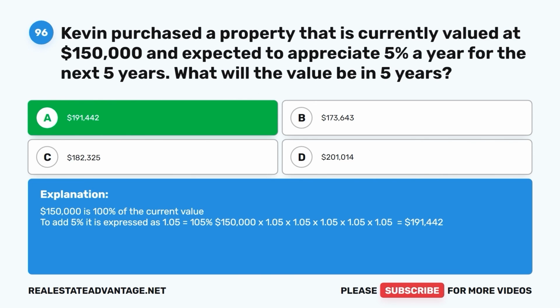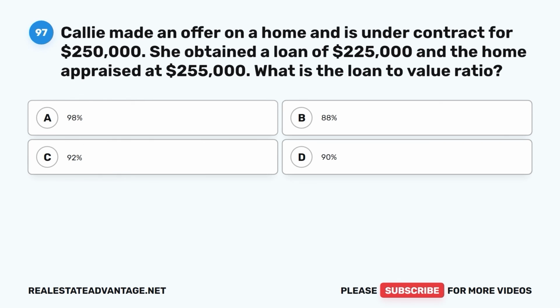$150,000 is 100% of the current value. To add 5%, it is expressed as 1.05, which equals 105%. $150,000 times 1.05 five times equals $191,442.